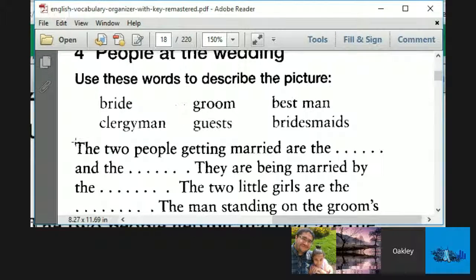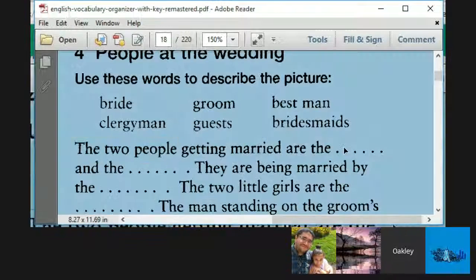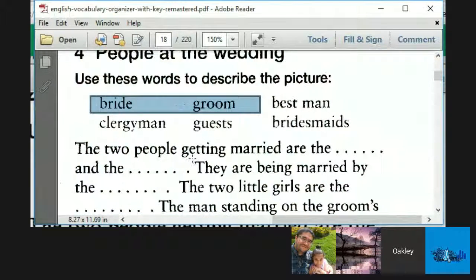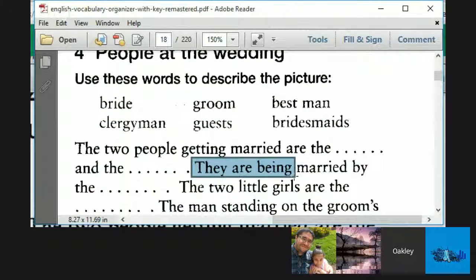Anyway, this party can get very wild. All right, so there you go. The two people getting married are the blank and the blank. Bride and groom? There you go. The bride and groom. Yes, that's it. We've kind of already talked about that.